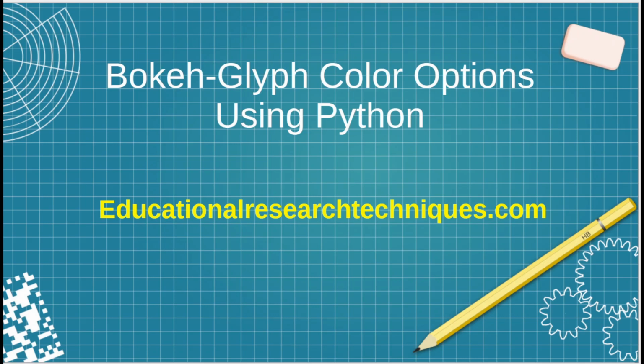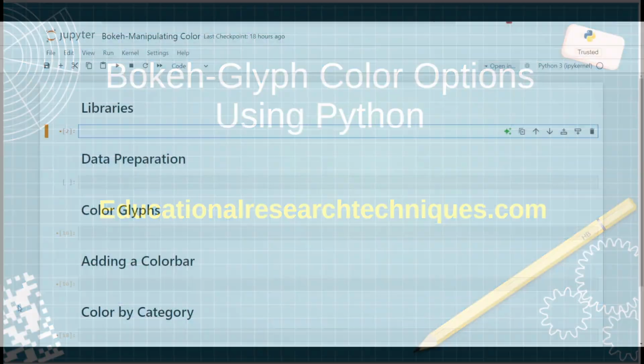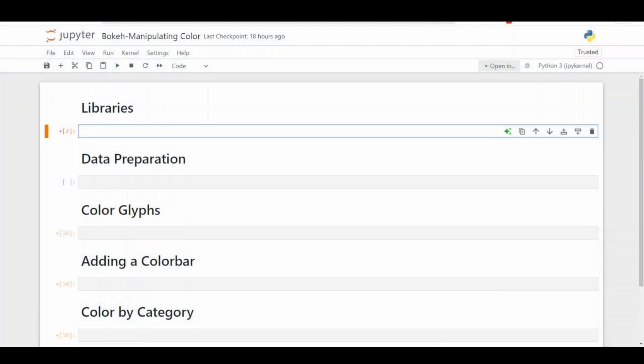In this particular video, we're going to be going over how to manipulate the color of the glyphs when you're using Bokeh, of course, which is used with Python. So let's go ahead and see what we can learn. All right, so we're not going to do anything complicated. What we're really going to do here is focus on the various options that we have when using the glyphs for Bokeh.